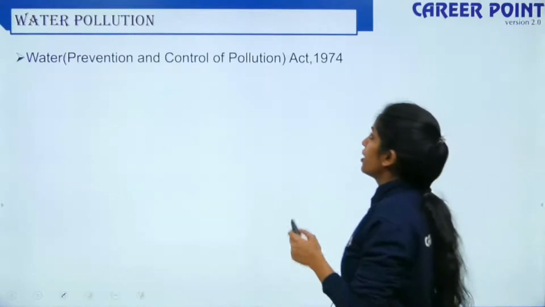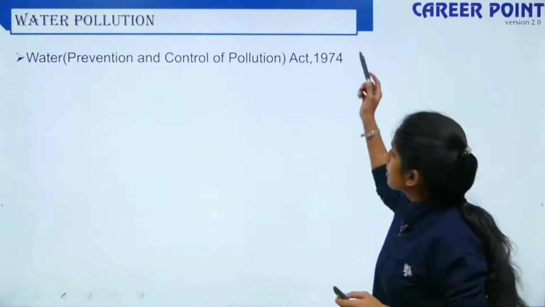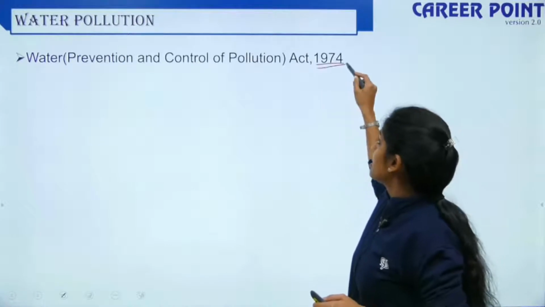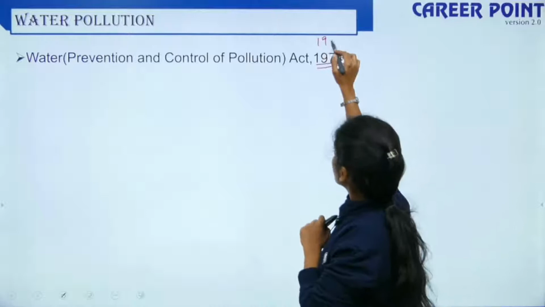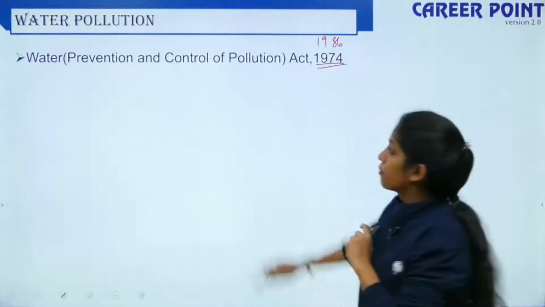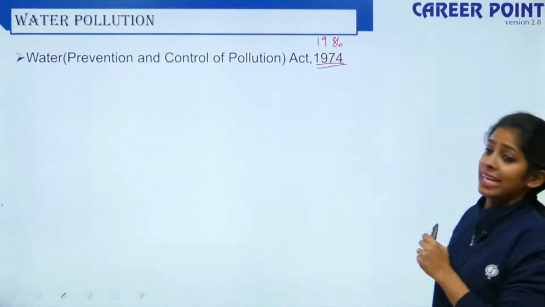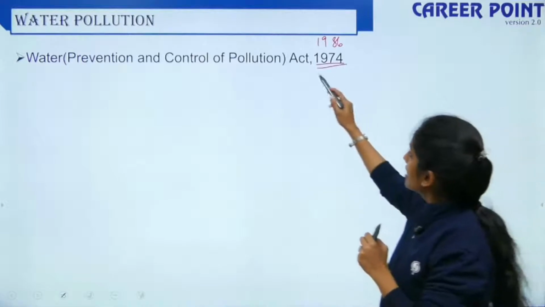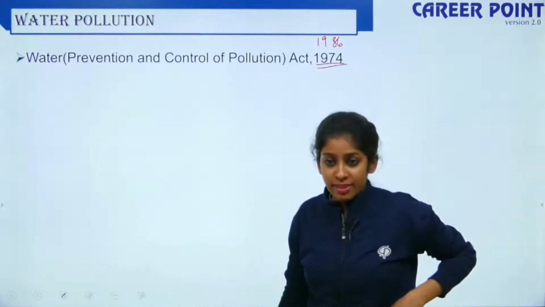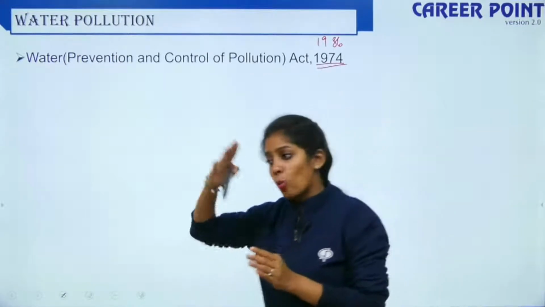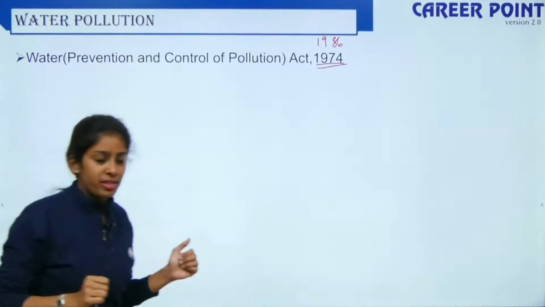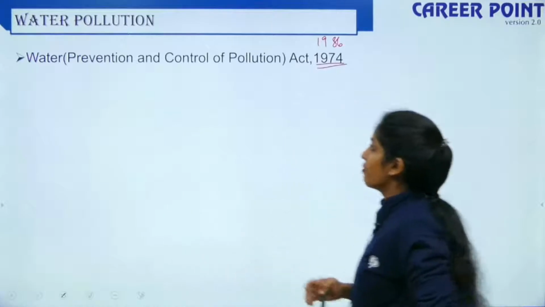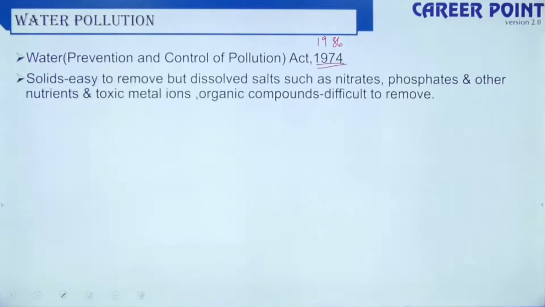Fine. So the Water Prevention and Control of Pollution Act was passed in 1974. If you can recollect from the previous slide, the Air Control and Prevention Act was passed in 1986. So when the act itself was passed in 1974, imagine since when we have been polluting water. For quite a long period of time, right? Yes. For a long period of time, we have been polluting the water bodies.